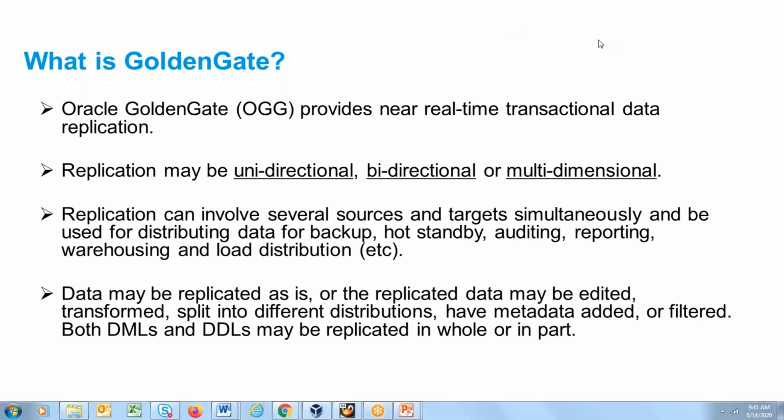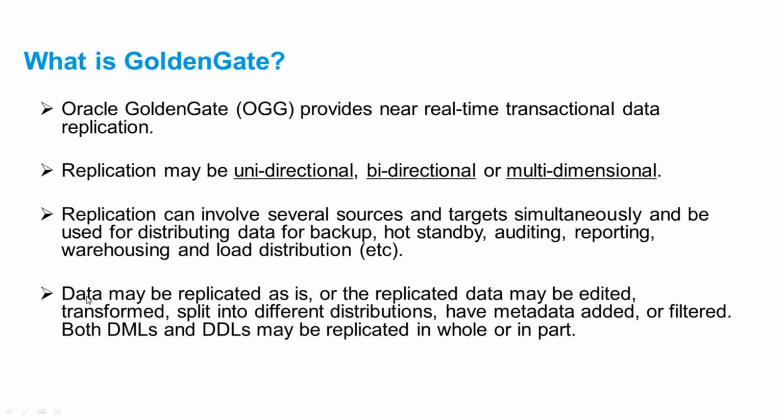Golden Gate also supports data filtration and transformation. So you can replicate the data as it is, or the replicated data may be edited, transformed, or split into different distributions. You can use Golden Gate for multiple reasons. For example, if you have 100 schemas on source and you want to replicate all 100 schemas on target, that is possible. Apart from that, you may want to filter out the transactions. Say there are 100 tables and you want to replicate the data of only 5 tables, that is possible with Golden Gate. Apart from that, you can transform the data as well in Oracle Golden Gate.